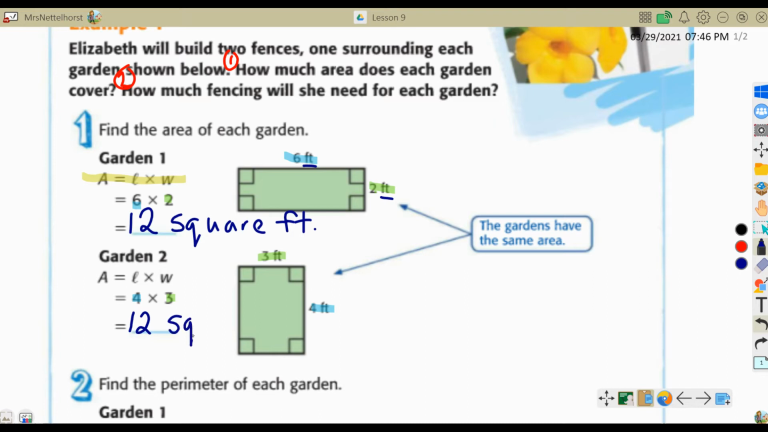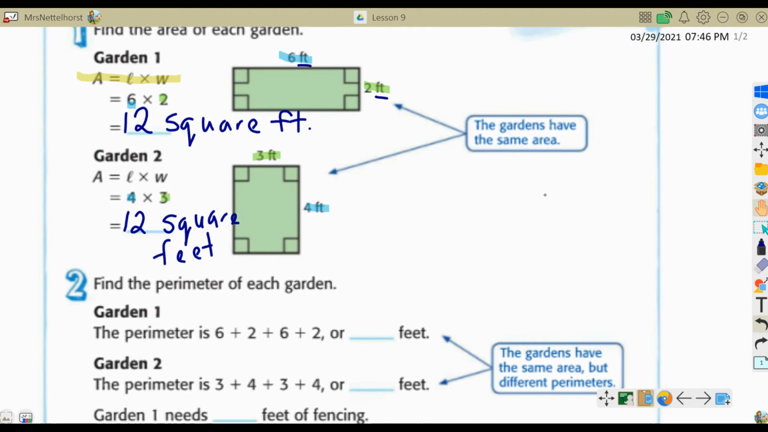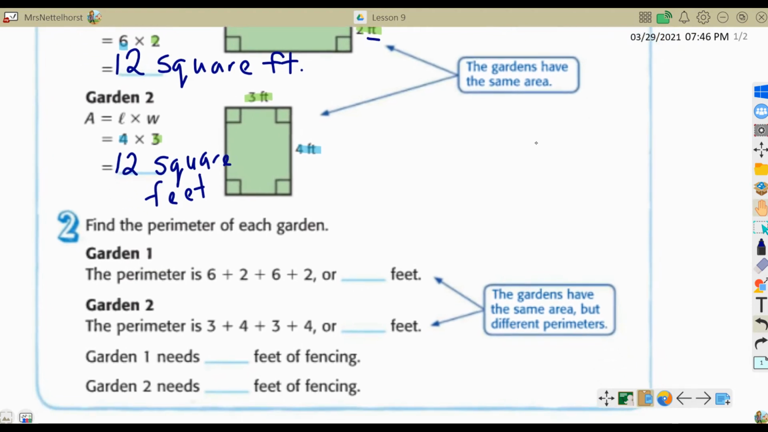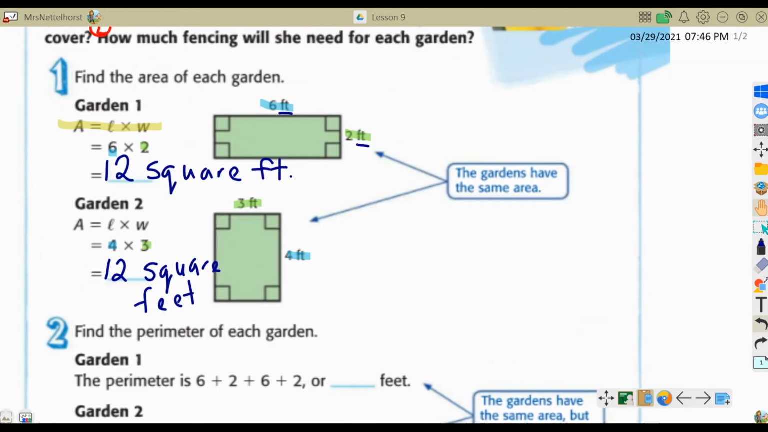So these gardens have the exact same area. They're both 12 square feet. But now let's find the perimeter of each garden. So garden 1, we need to have the measurement of all 4 sides.